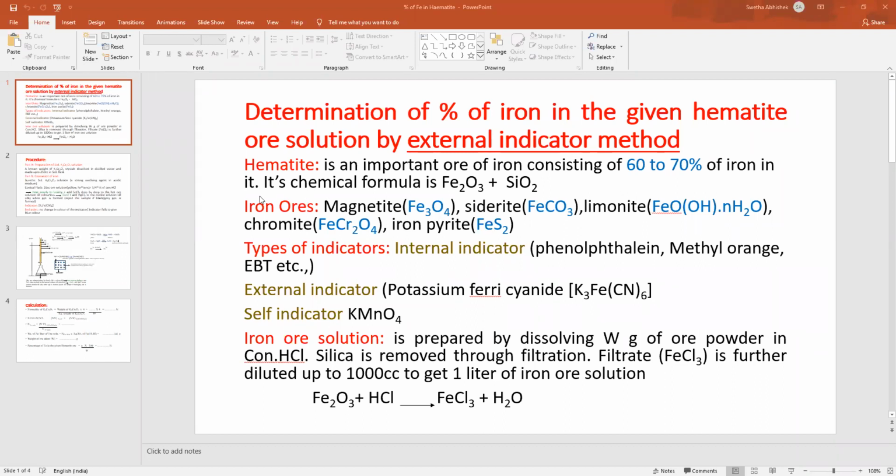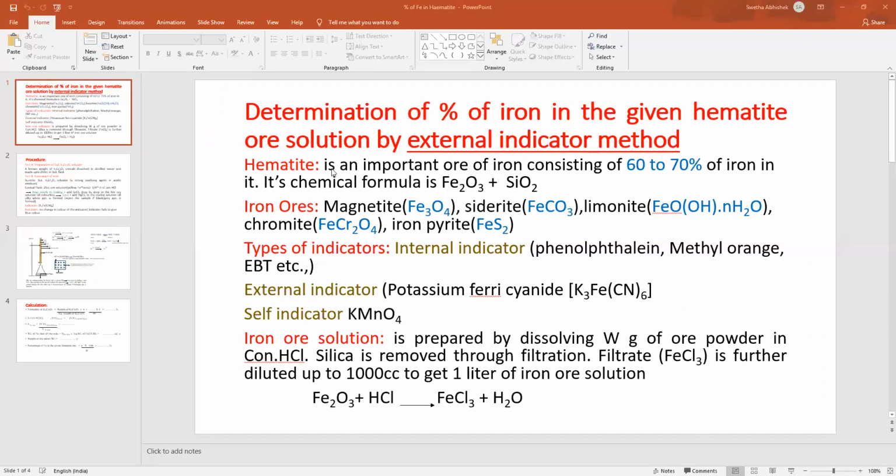So what are the other important iron ores that are also available in nature? Magnetite, siderite, limonite, chromite, iron pyrite. Iron pyrite is also known as fool's gold. So these are the various iron ores available in nature. But which is the chief ore of iron? That is hematite. Why is it considered the chief ore of iron? Because it consists of 60 to 70 percentage of iron. Its chemical formula is ferric oxide, and it also consists of silica.